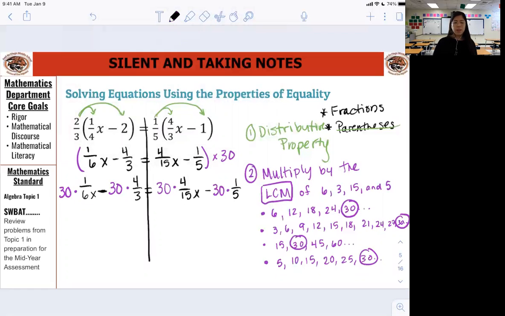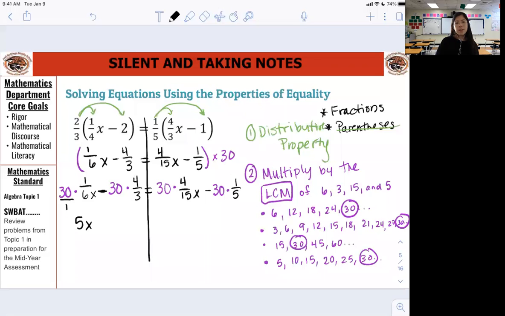All right, here we go. 30 times 1 over 6. What do you get? You could put the 30 underneath, so I would do 30 over 1, and then you multiply across. What do you get? 30 over 6, and then I can simplify. What's 30 divided by 6? 5. Yeah, so this is 5x.